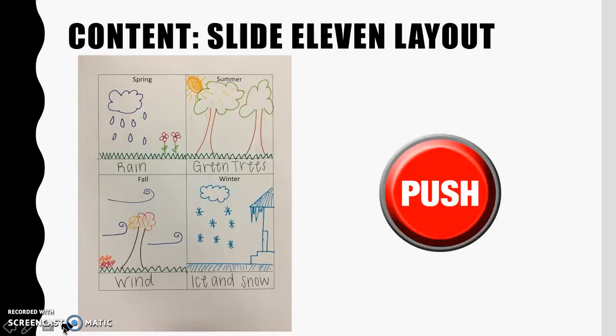On slide 11 is an example of what their poster should look like when they're done. It gives the students a visual of what their poster board should kind of look like, just to make sure they did the interactive module right up until this point.